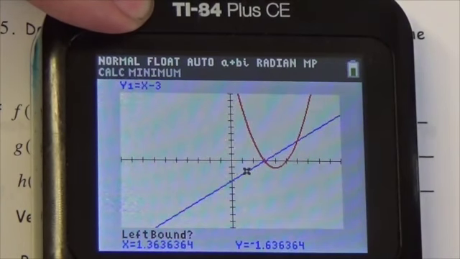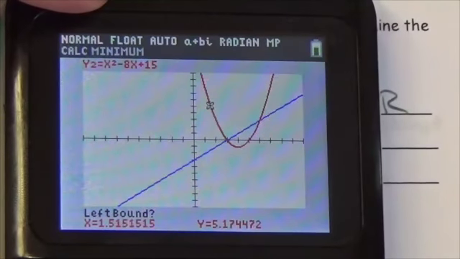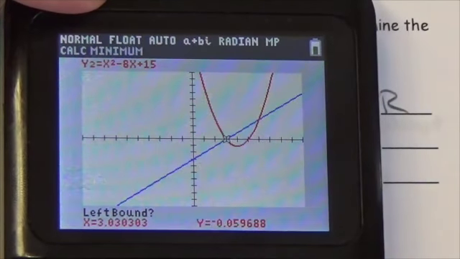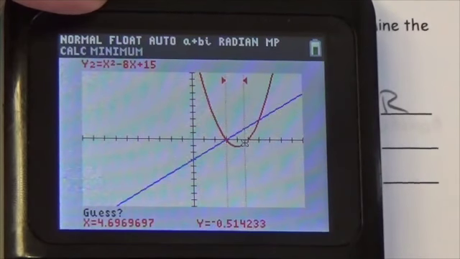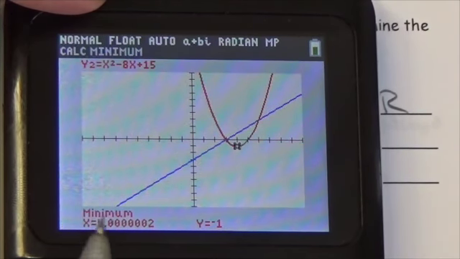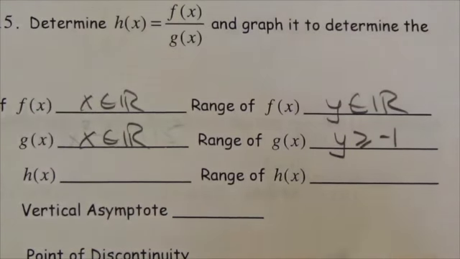Now, right now, the calculator is on the wrong graph. I want it to be on the parabola, so I'm going to use the up-down keys to move from function to function. So move up. I'm going to come down here, and I want to find the minimum value, so I move to the left of the minimum, move to the right of the minimum, make sure the minimum is between those two lines, press enter to get past the guess. And my answer here is going to be the point 4 comma negative 1. Okay, which means my range here is going to be that y is greater than or equal to negative 1.